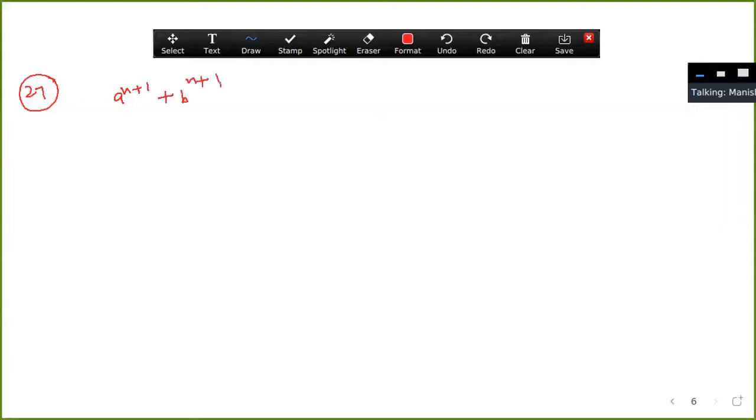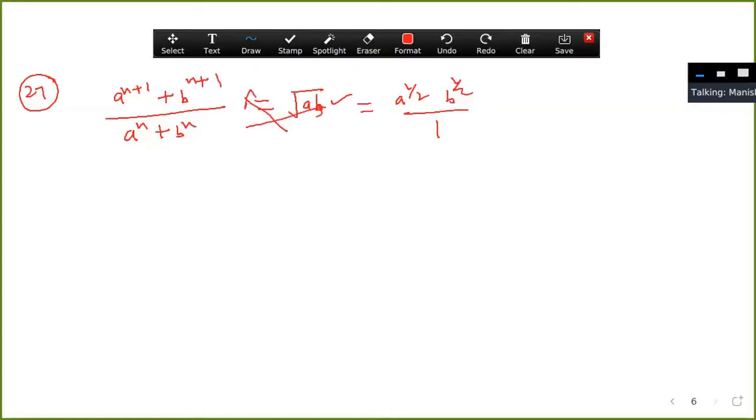power n plus 1, divided by a to the power n plus b to the power n, that is equal to the geometrical mean of two numbers a and b. This is the geometrical mean of two numbers a and b. Now here you can write this like this: a to the power 1 by 2, b to the power 1 by 2. Now cross multiplication takes place. What you will get? A to the power n plus 1 plus b to the power n plus 1 is equal to a to the power half b to the power half into (a to the power n plus b to the power n). Now simplify it.